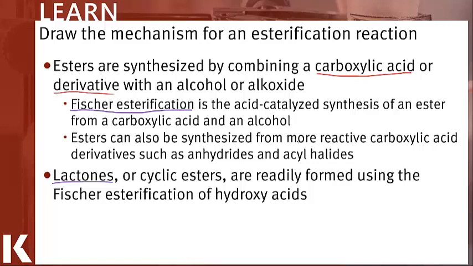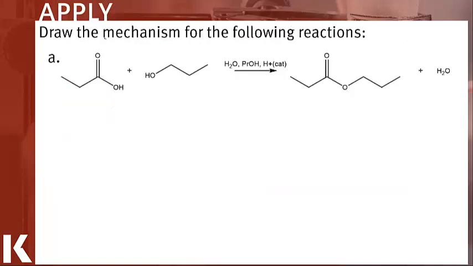Let's look at a couple of mechanisms. We're going to draw the mechanism for the following reaction. First, I notice that I have a carboxylic acid, and that's going to be attacked by an alcohol. Next, I notice that this is acid catalyzed because they give me this proton and tell me that that is the catalyst. So let's take a look at what this reaction is going to look like.